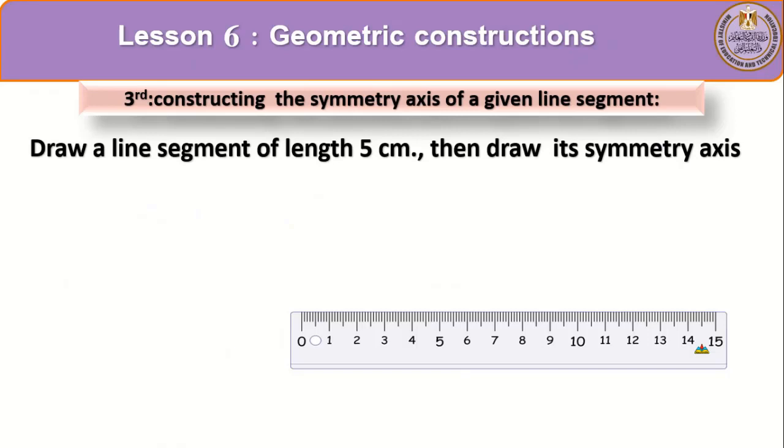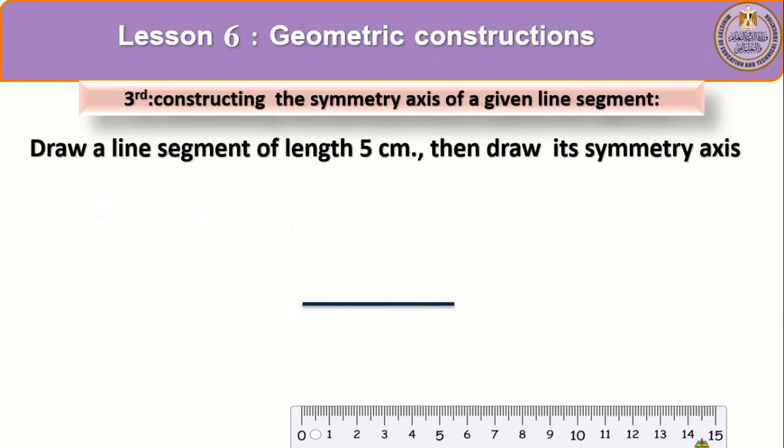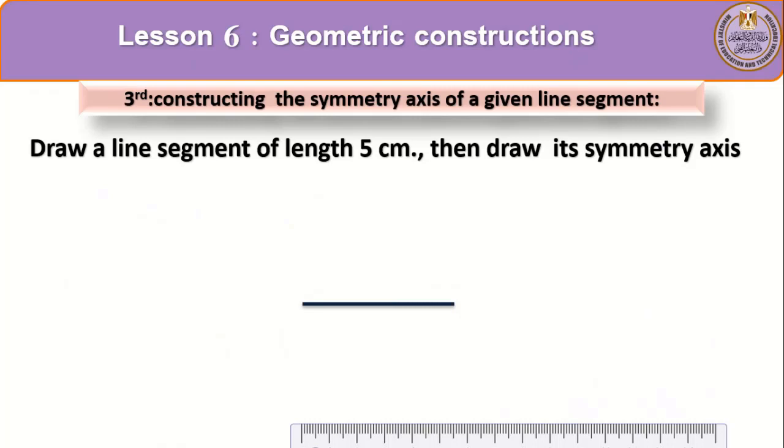The required is constructing the symmetry axis of the line segment AB as a perpendicular to AB from its midpoint. As you know, the definition of the symmetry axis is the perpendicular to this line segment from its midpoint. We will follow these steps, my dear. Firstly, using the compass at point A as a center, with a radius greater than half AB. Let's start to draw a line segment with 5 centimeters length. Now we draw a line segment with 5 centimeters, so we can call it AB or as you like.